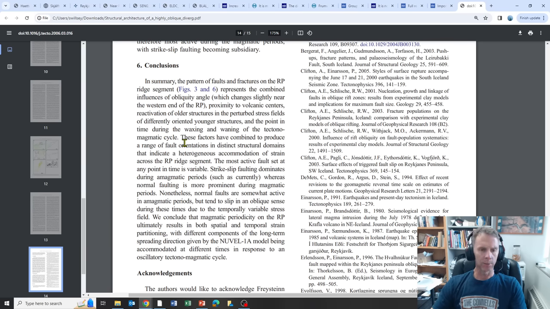Their conclusions. They talk about some of the same things, factors that produce all these different fault orientations. The most active fault set at any point in time is variable. So the faults that are slipping and generating earthquakes, in terms of direction or mechanism, are different all the time. Strike slip faulting dominates during amagmatic periods, so periods where there isn't magmatism. And of course, this was published in 2006, before some of the unrest took place over the last 3 years, whereas normal faulting is more prominent during magmatic periods. Nonetheless, normal faults are somewhat active in non-magmatic periods.